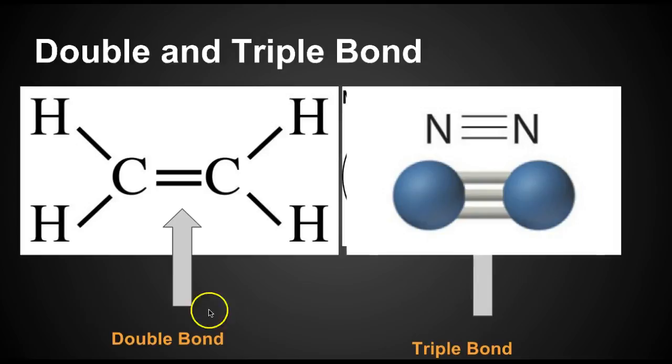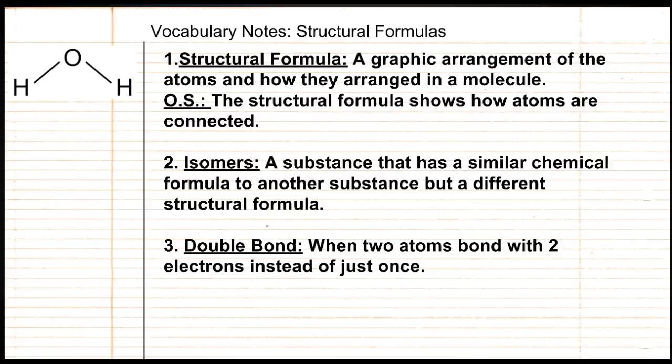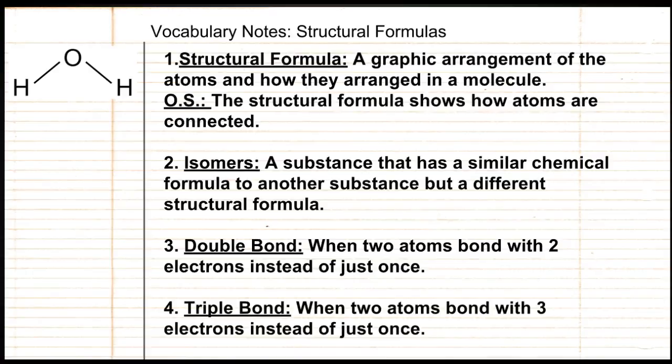Don't forget to draw the picture I showed you. Rewind the video if you don't remember. And then here's number four. A triple bond is when you have an atom that connects to another atom with three electrons instead of one, making it one of the strongest bonds there are.